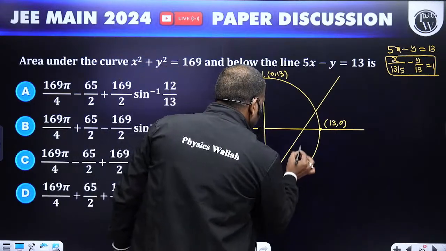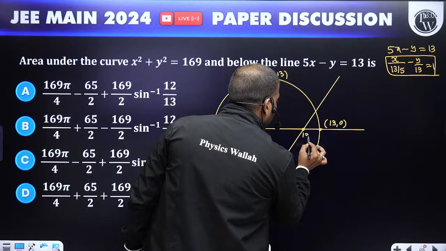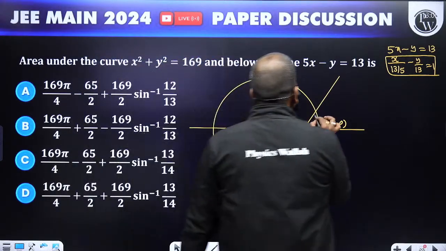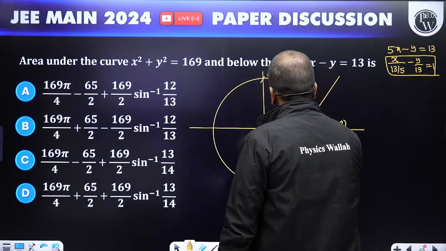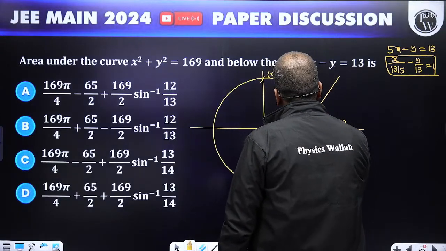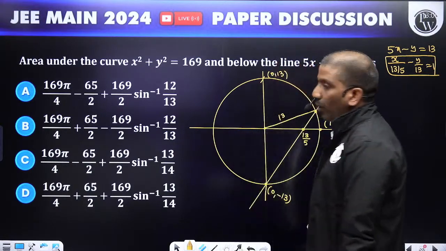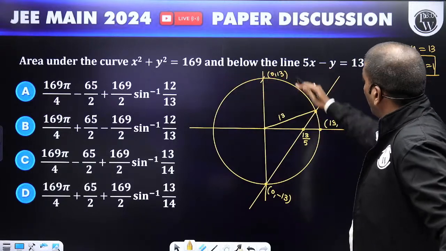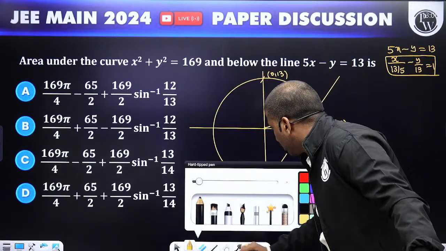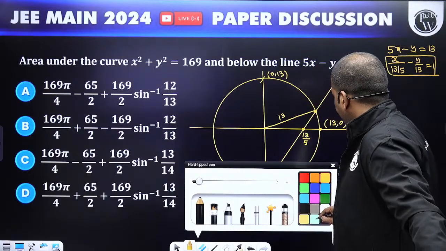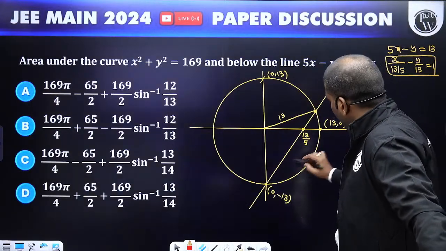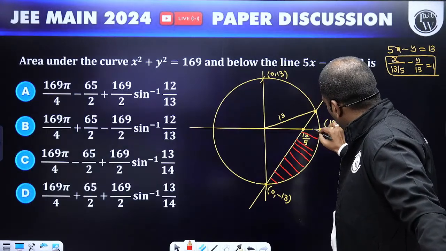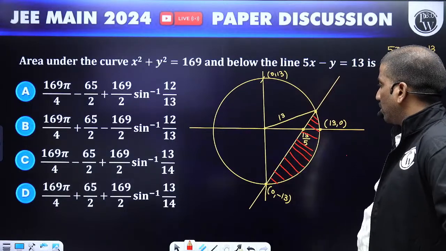If you want, you can write this point. This is 13 by 5. We need this point also. If you join this, this is 13. What we want is the area under the curve, between the circle and the line, below the line. So below the line means this portion. Right? This is the portion.